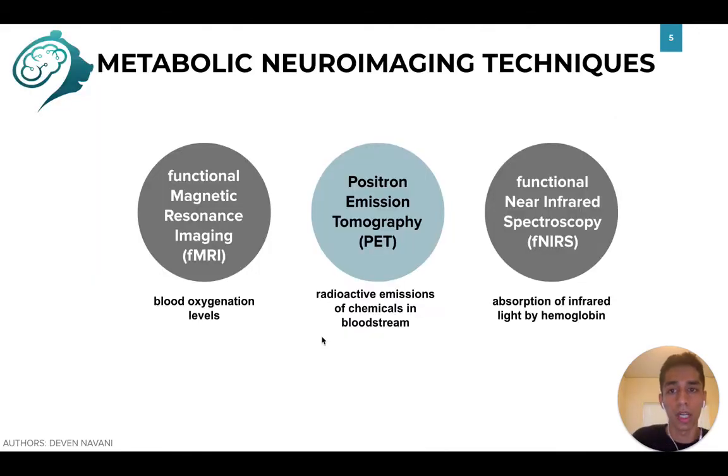There are 3 main types of metabolic neuroimaging. Number 1 is fMRI, functional magnetic resonance imaging. Number 2 is positron emission tomography, or PET. And lastly, we have functional near-infrared spectroscopy, or fNIRS. Each of these techniques is measuring an indirect consequence of the brain's electrical activity. So, fMRI is measuring blood oxygenation levels, PET is measuring radioactive emissions of chemicals in the bloodstream, and fNIRS is measuring absorption of infrared light by hemoglobin.